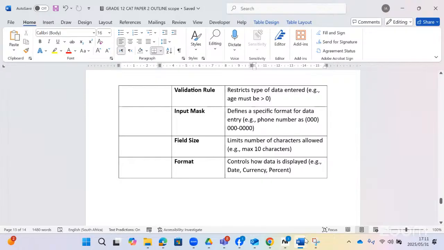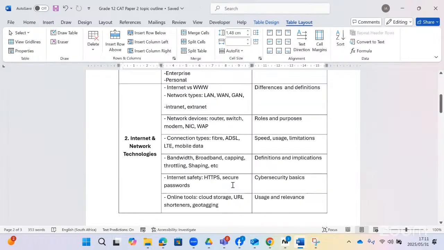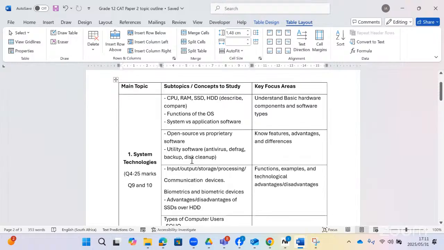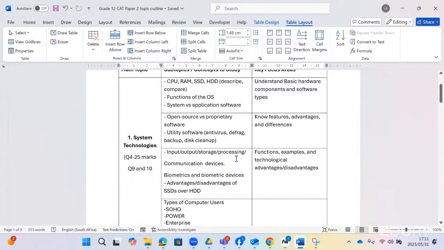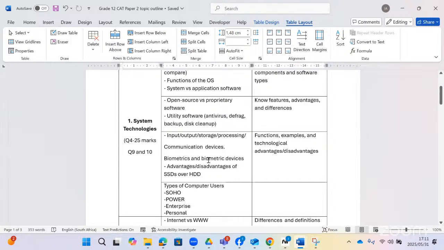Now, let's take a look at this, and I'm going to share this as well with you. The breakdown of the questions. Question 1, or question 4, which is system technologies, CPU and others, comparing them, open source versus proprietary software, utility software, defragmentation, like I said earlier, advantages and disadvantages of input and output devices, biometrics, what's biometrics?